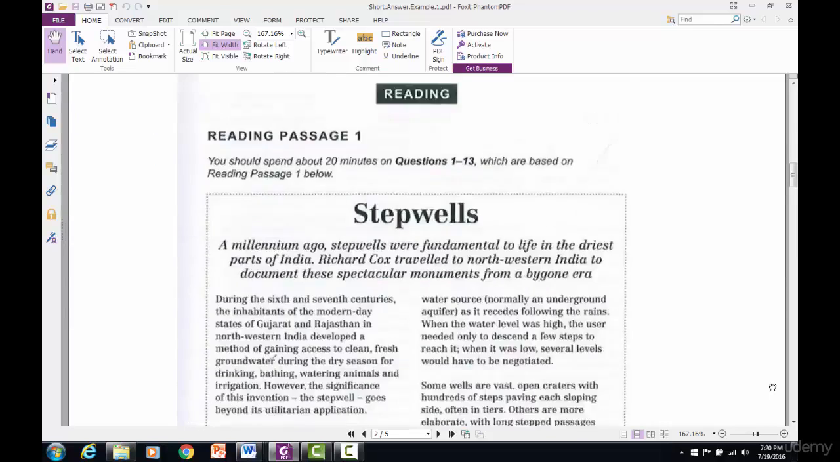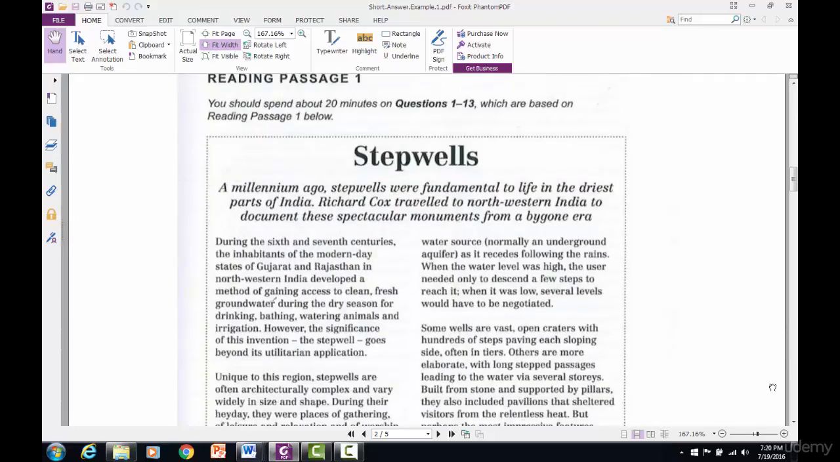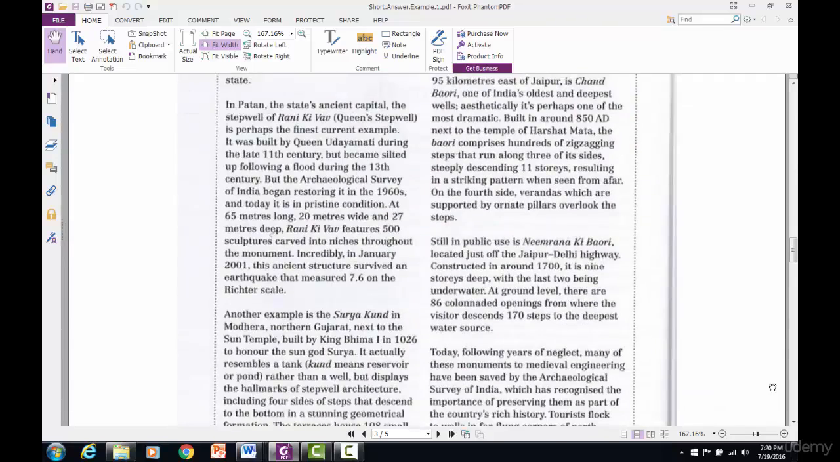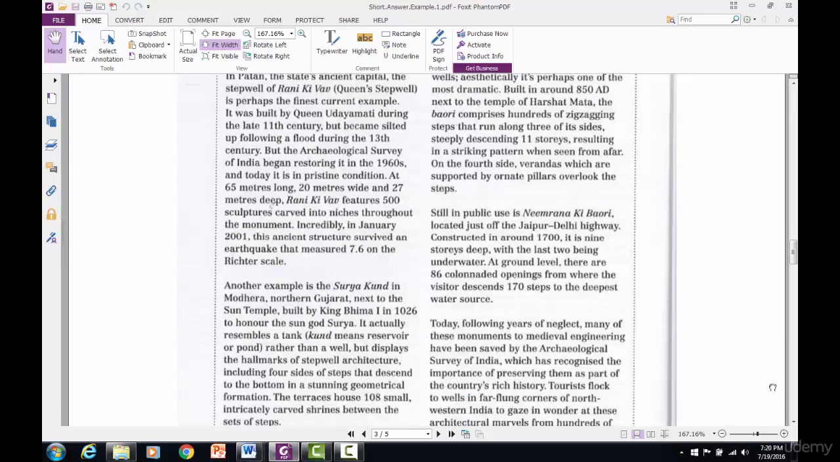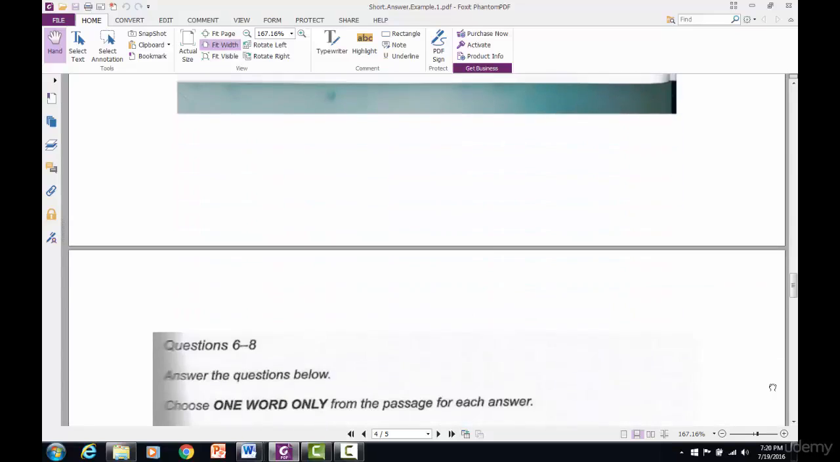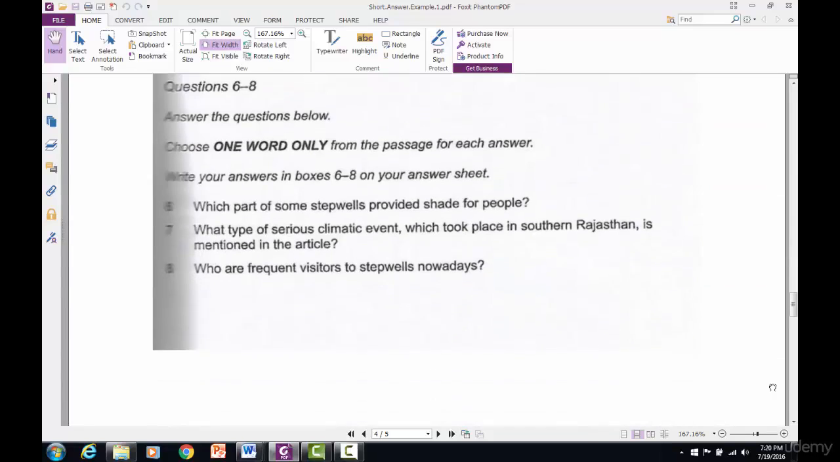All right, so let's take a look at the step wells. Let's look at our questions. You don't have to read the passage first or look at the topic sentence. That doesn't matter. It's useless. You do the questions that go in order first, and then do the questions that don't go in order. It's that simple.